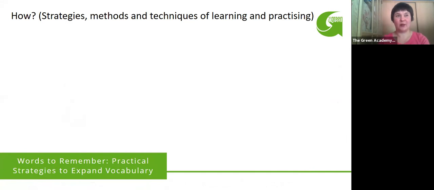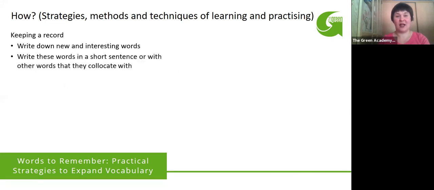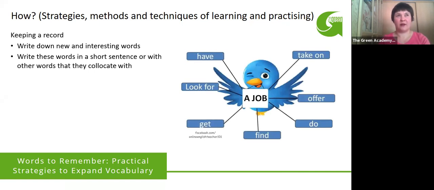Now we are gradually moving on to the strategies of expanding your vocabulary. First of all, you need to keep a record of what gets into your brain. Write down interesting words. They say that the short pencil is better than a long memory. That's true. When you come across a new word or phrase, don't forget to somehow note down a short sentence or other words that this word or phrase collocates with.